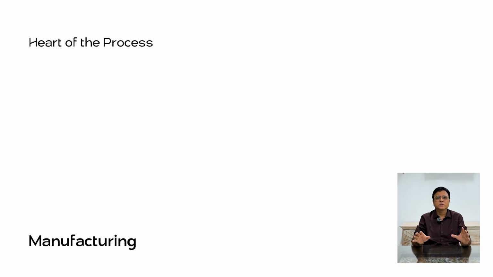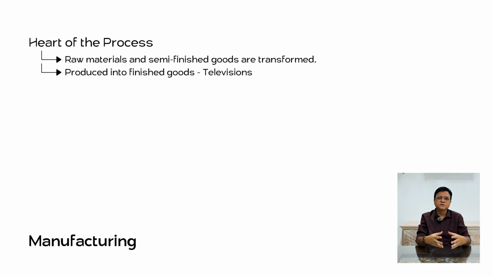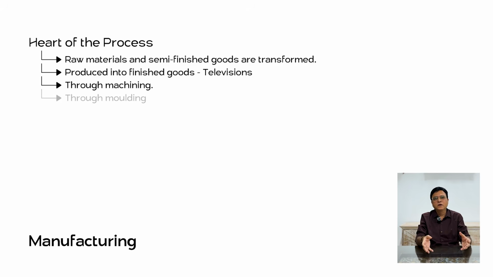Next step is step 4, that is manufacturing. This is the heart of the process. Here, raw materials and semi-finished goods are transformed into finished goods, which is TV in this case, through machining, molding or assembly. So overall it's called manufacturing. This is step 4.